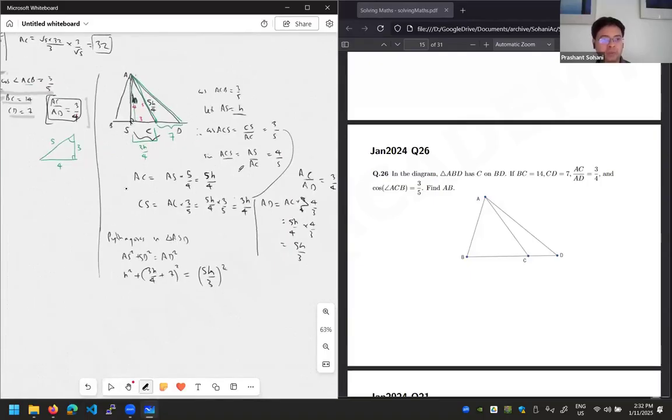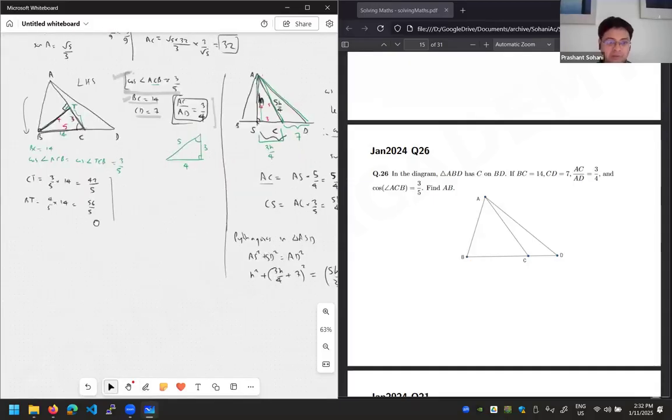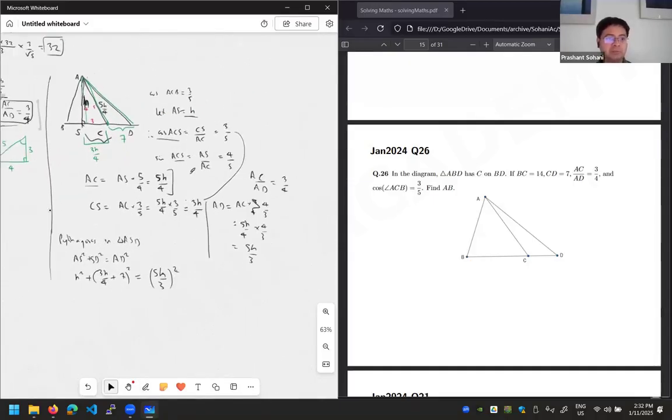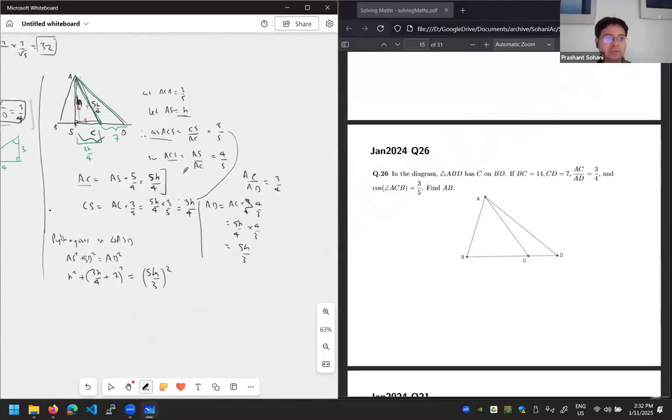If we drop the perpendicular from A, and I call that length h, then because of the cosine, in terms of h we can find the three lengths of triangle ASC. So we get AC as 5h by 4, and CS as 3h by 4. And so we are able to apply Pythagoras theorem in triangle ASD, because we have the ratio AD upon AC also. That is also given to us. So therefore, we can find the length of AD again in terms of h.